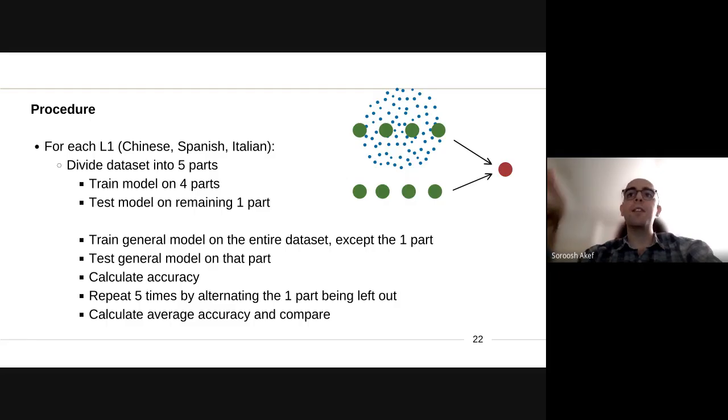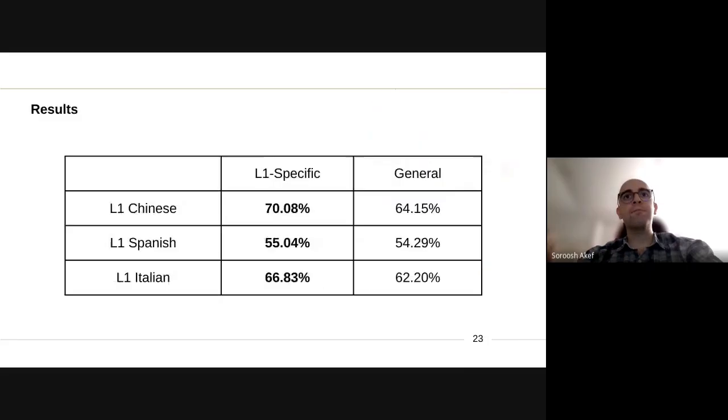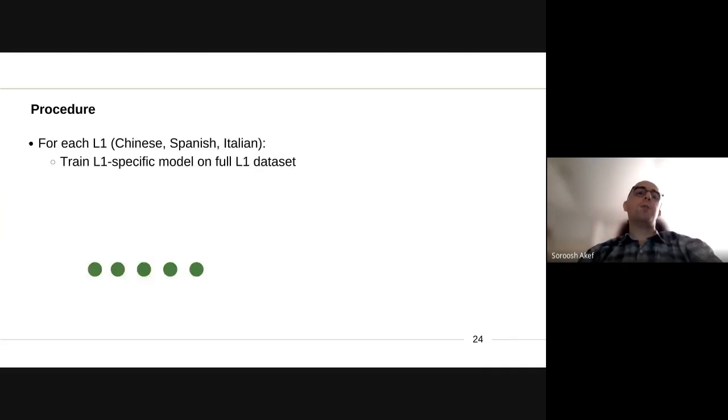It's a very common technique in machine learning to make sure that the results we get are not an effect of chance, right? This minimizes the effect of chance. Then we average the results and calculate the accuracy of the model. So let's see how the models perform. You can see that in every L1, the L1-specific model actually outperforms the general model, even though we had a lot more data in the general model. But we thought, okay, that's all well and good.